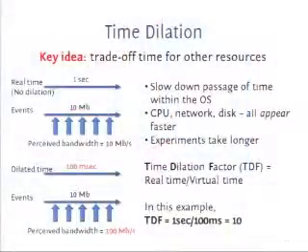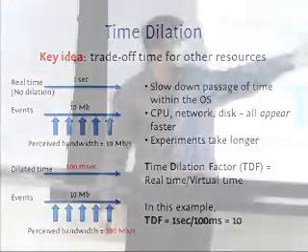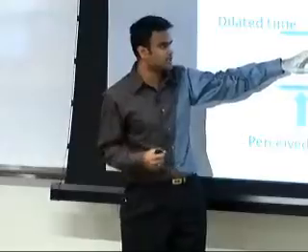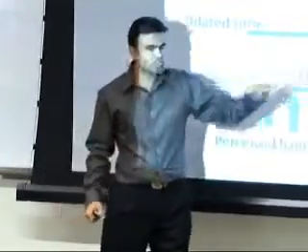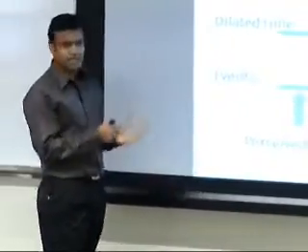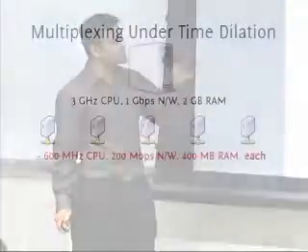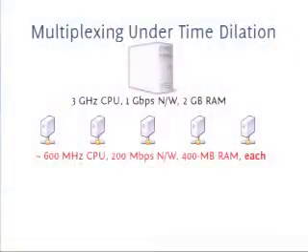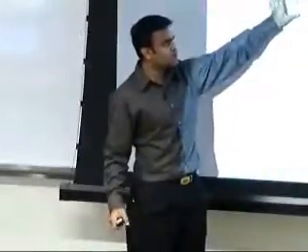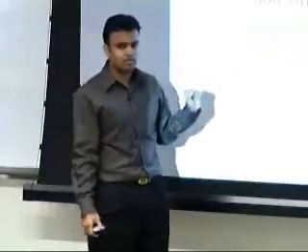Of course, now your experiments will take much longer to complete because for each second of real time, only 100 milliseconds are passing inside the operating system's time frame. So we call this ratio of the real time to virtual time the time dilation factor, which in this case is 10. So let's revisit our multiplexing example with time dilation. Earlier we saw that if we have 5 identical VMs, each of them roughly sees a fifth of the underlying resources.